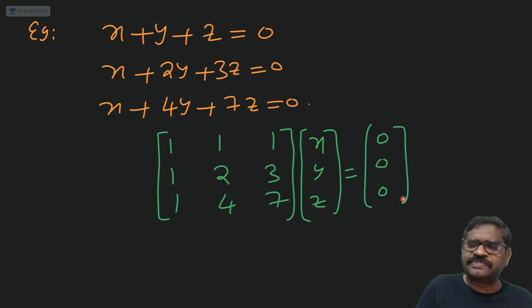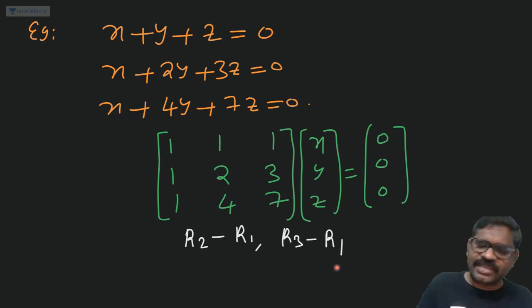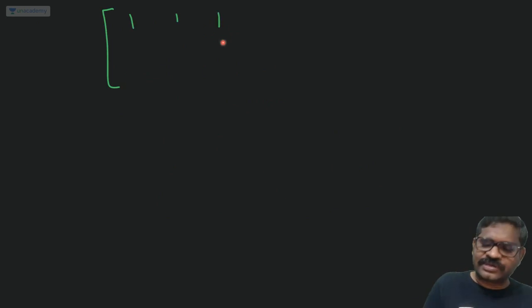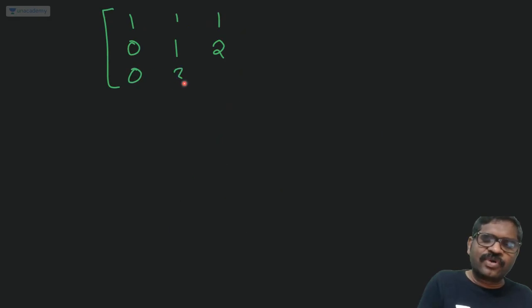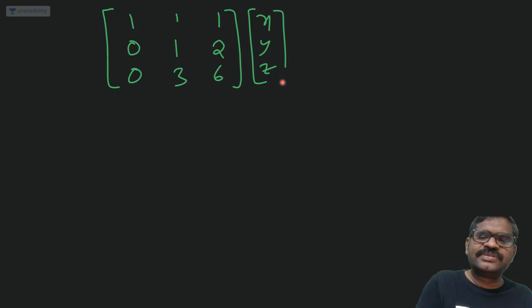Is it in echelon form? No. Apply the operations R2 minus R1, R3 minus R1. By applying these two operations, you will get 1 1 1, 1 minus 1 0, 2 minus 1 1, 3 minus 1 2, 1 minus 1 0, 4 minus 1 3, 7 minus 1 6, times x y z equal to 0 0 0.